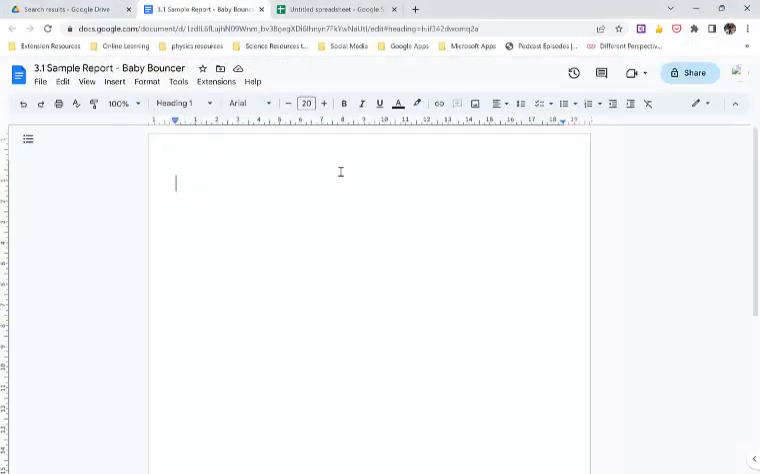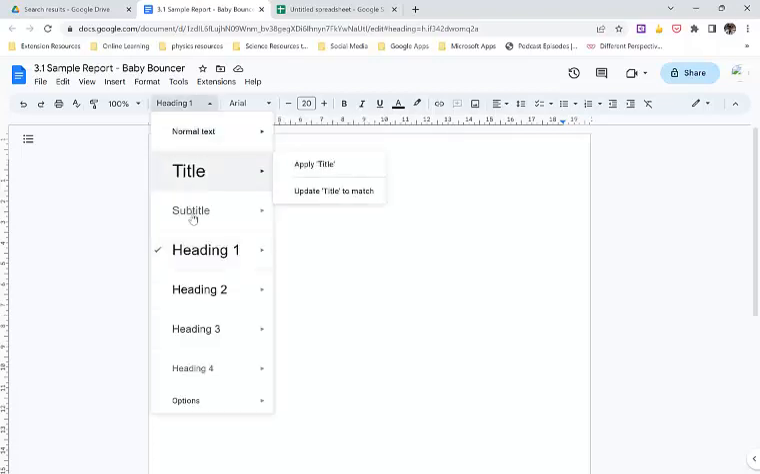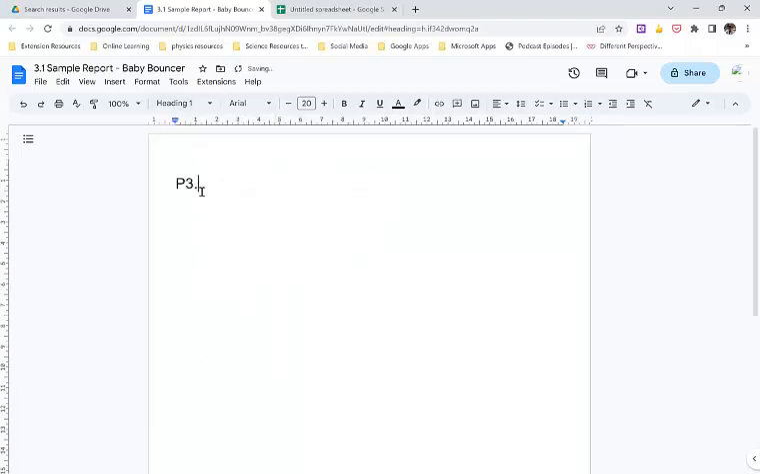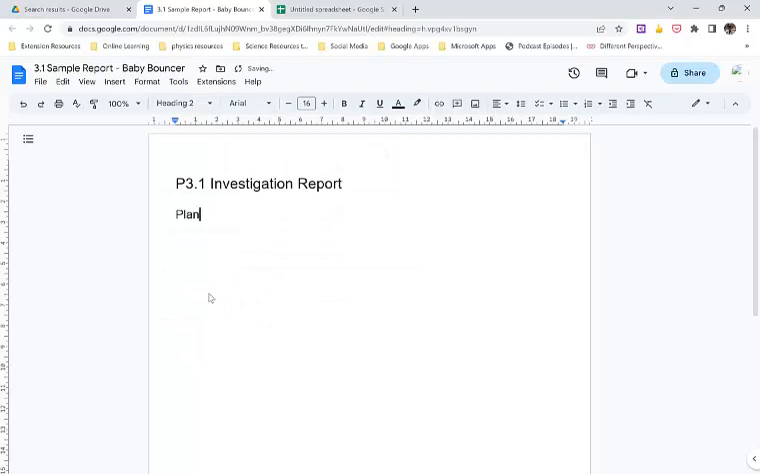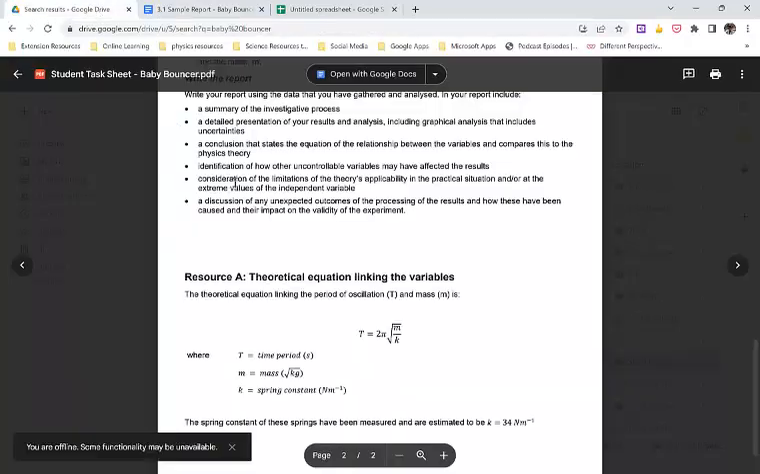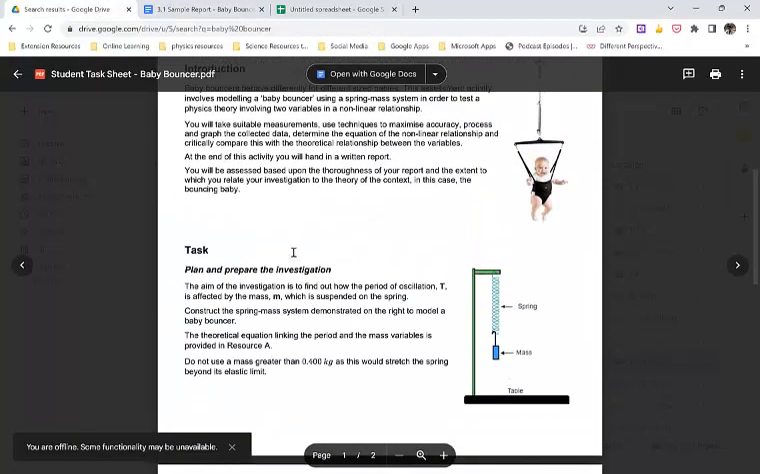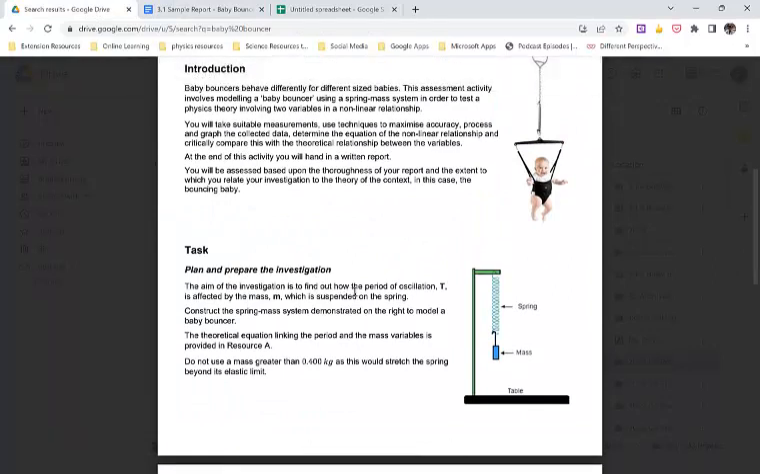Right, so the first thing I would do is to create a Google Doc that's going to be my overall report. And I'll start by adding a heading here. So heading 1, I'll call it P3.1, investigation report maybe. Okay, and then I will have a heading 2, and I'll call this the plan. Then I'll just pop back to here and have a look. The investigation is to find out how the period of oscillation T is affected by the mass M.